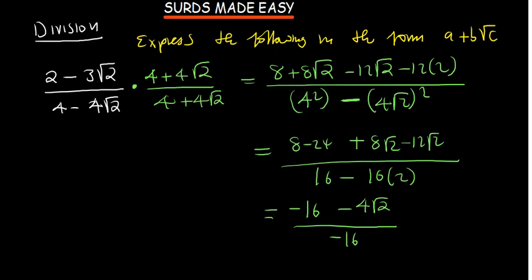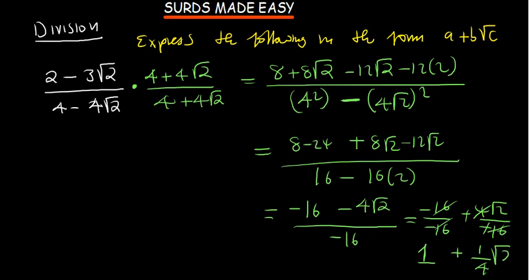So we can now split. This is going to be negative 16 over negative 16 minus 4 square root of 2 over negative 16. So these two are going to give us a 1, right? This negative and this negative will give us a positive. 4 into 4, that is a 1. 4 into 16, that is a 4. And then we've got a square root of 2 that has remained. So what we've done is rationalize the denominator, and we've expressed it in the form a plus b square root of c. Okay, are we good?